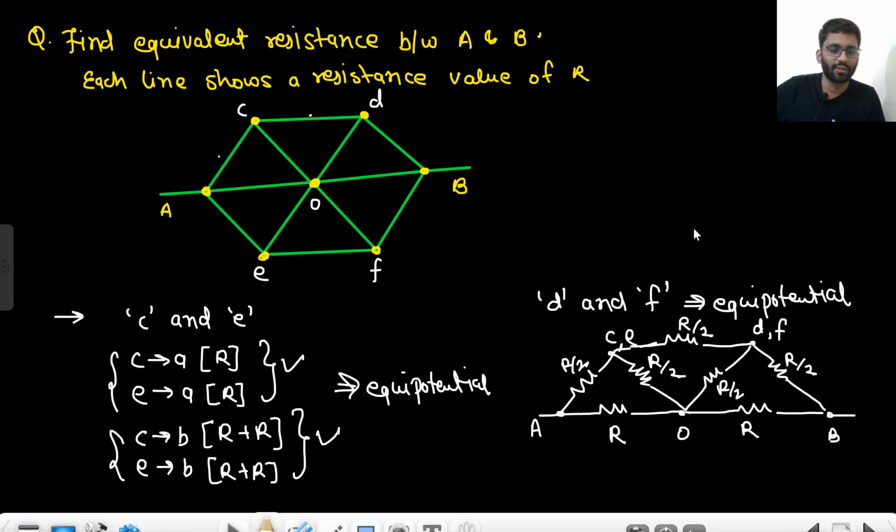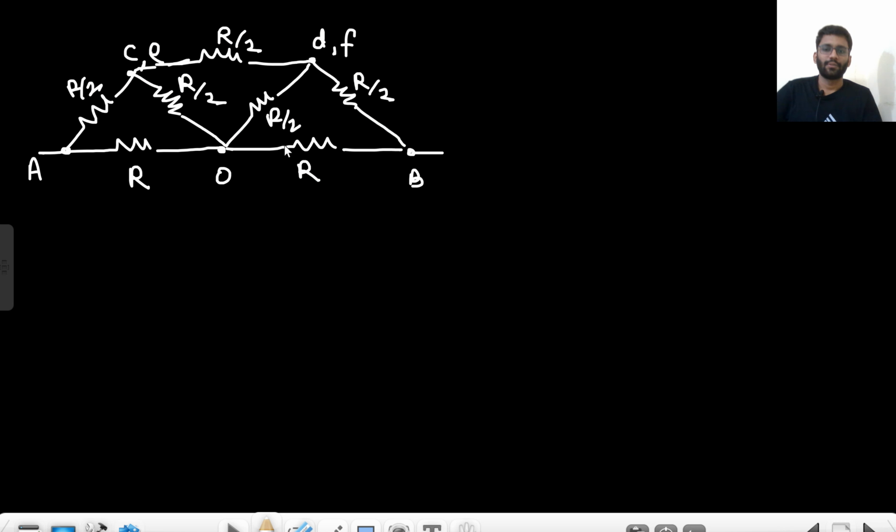Okay. So let's make it on the next page. This is our circuit now. So now what do you think we should do to make it easier? So let's write it down. Let's write this R by 2 here. So what do you think we can do now? We have to apply star and delta. Okay. Let's apply the delta in between.